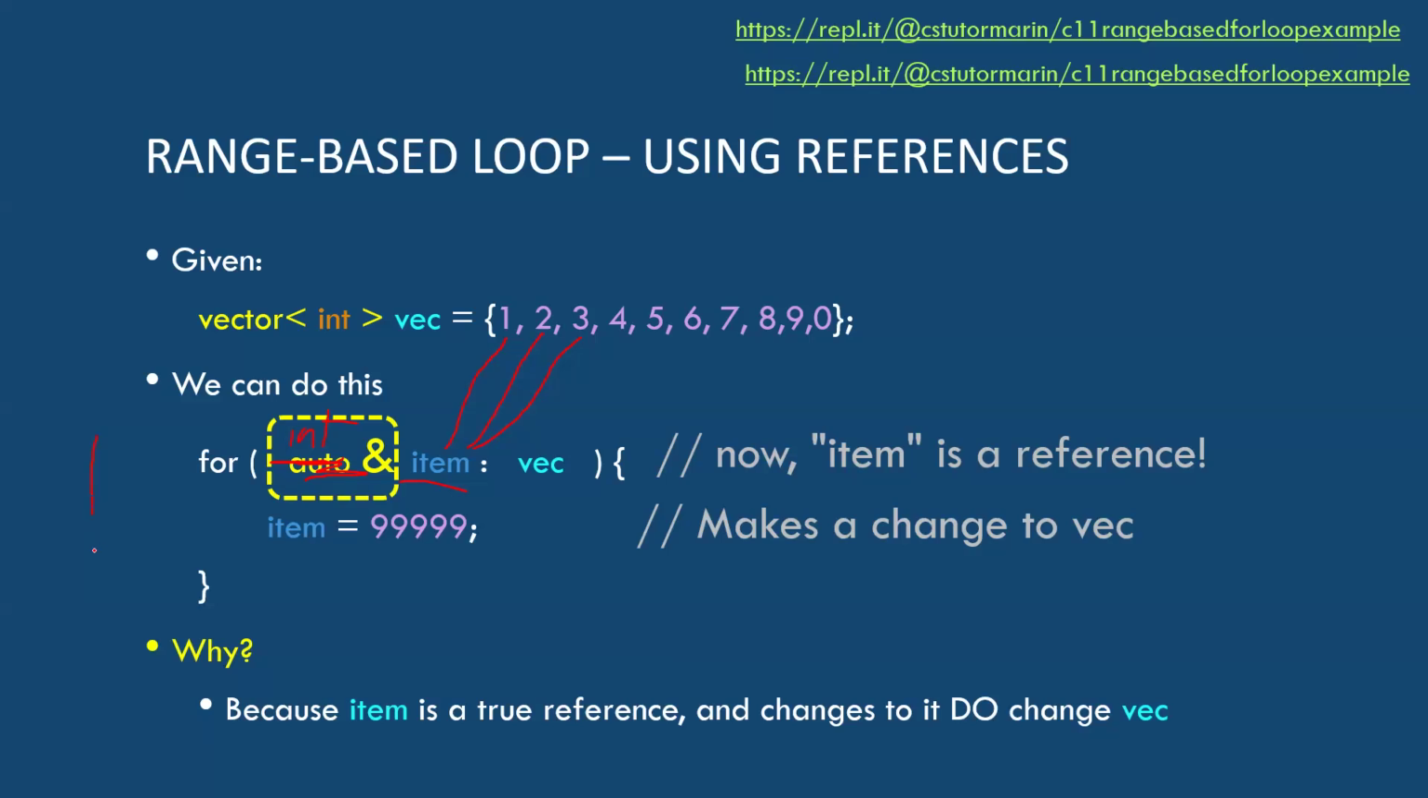Many bugs happen right here. If we forget the reference, and we feel really good about making a change, like item equals item plus 1, and then we realize nothing changed, right? So why didn't it happen? That's why we got to get that ampersand in there, okay? If we want it to change.